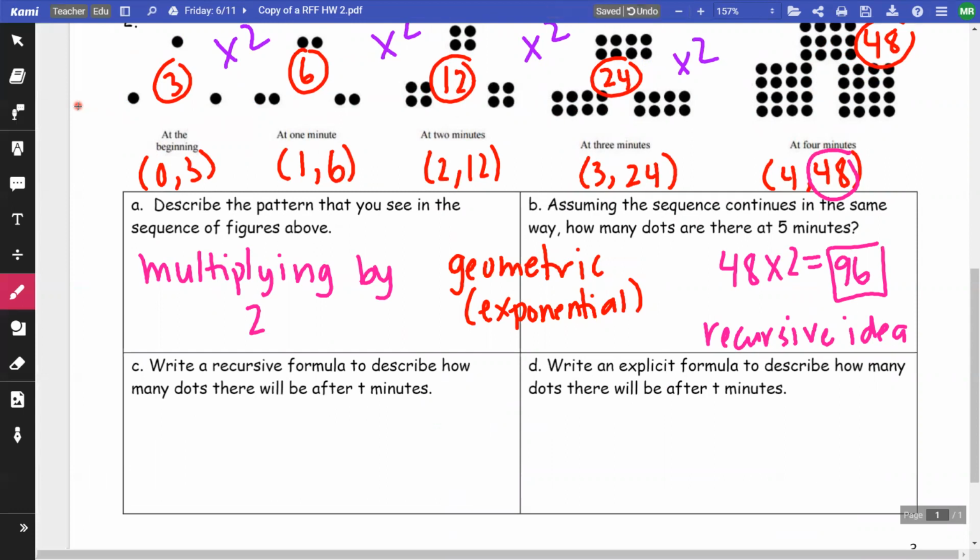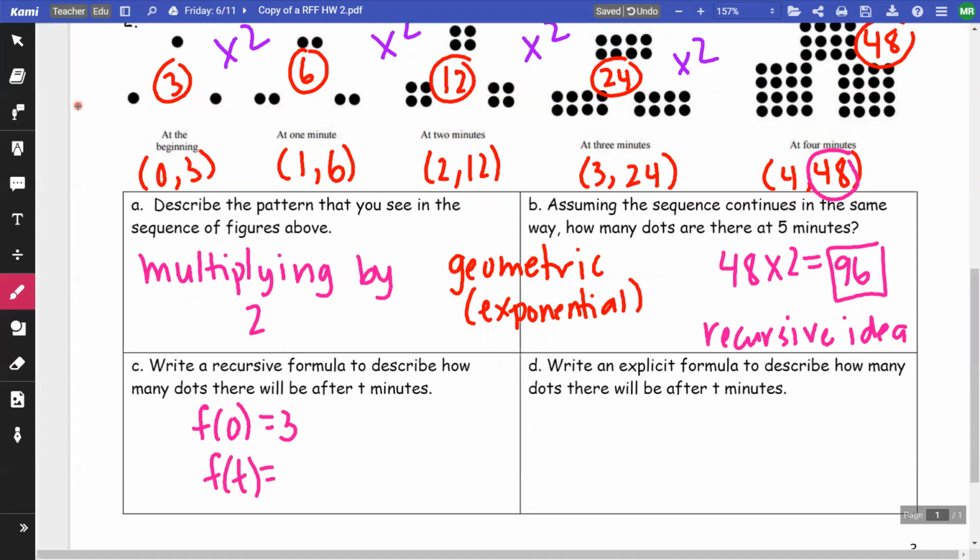Write a recursive formula to describe how many dots there will be after t minutes, and then write an explicit. So recursive is going to be, I like to start with what I start with. If you don't know what you're starting with, the recursive doesn't help you because all recursive tells you is what you're doing. I'm adding or multiplying or something like that. And you don't know where to start. So you need to, with your recursive, say where you're going to start. So my f of 0 is 3. And then this is my recursive formula.